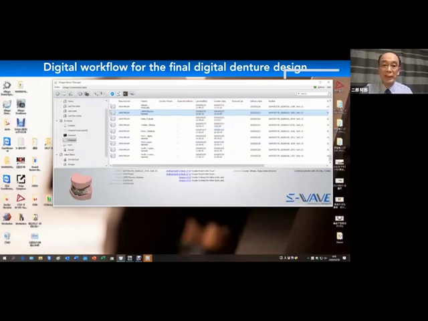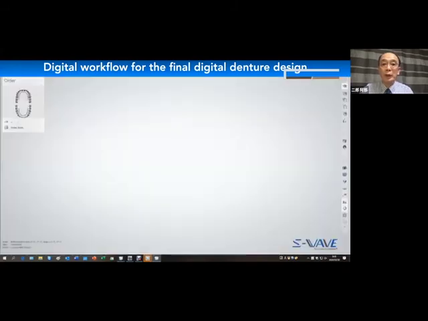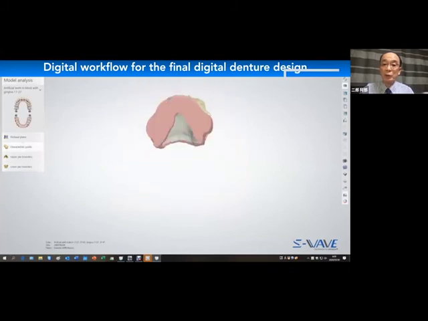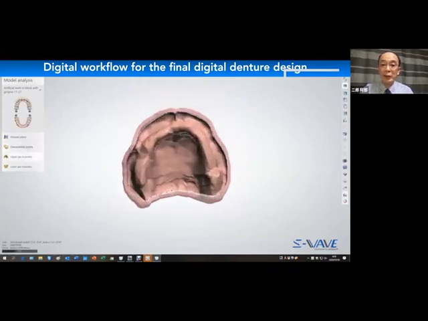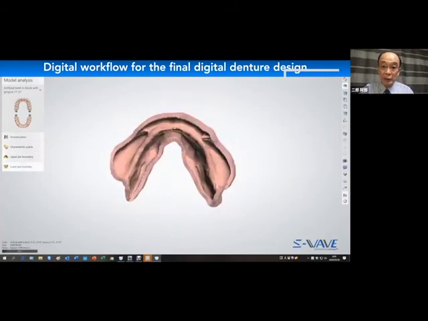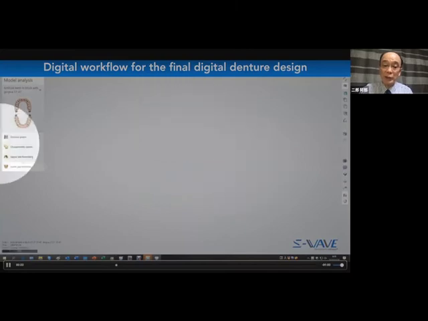This is our order seat, and a 3Shape digital scanner, the 3Shape digital scanner and the software. So I have already stated the tray design. Final denture design is very important.